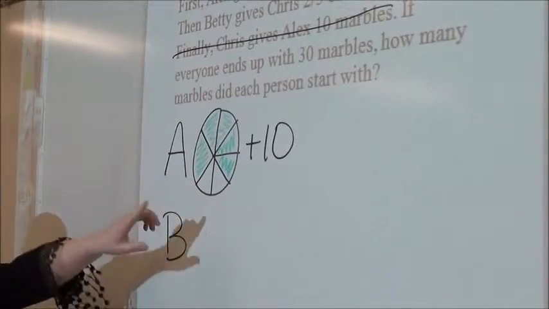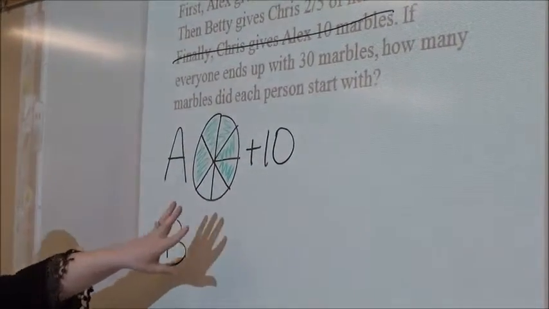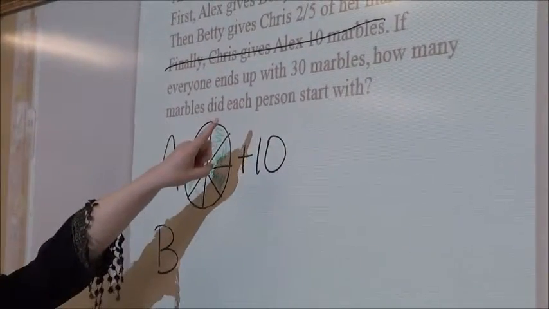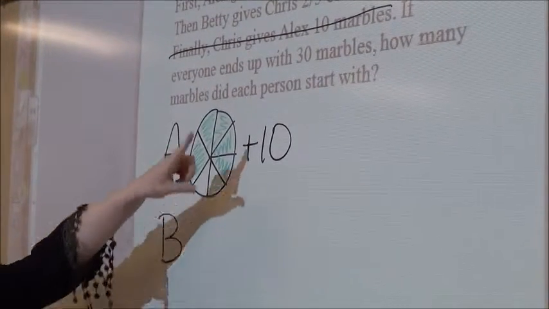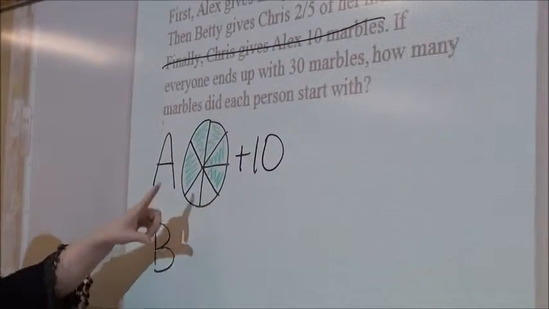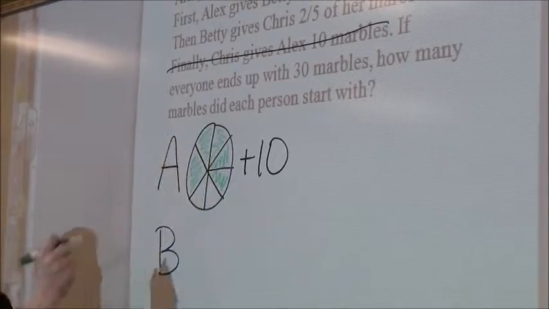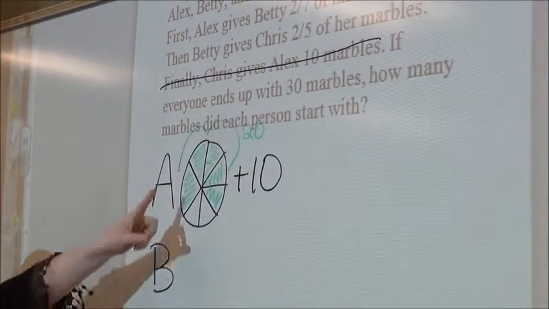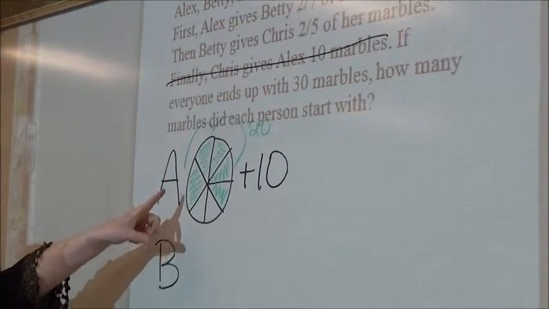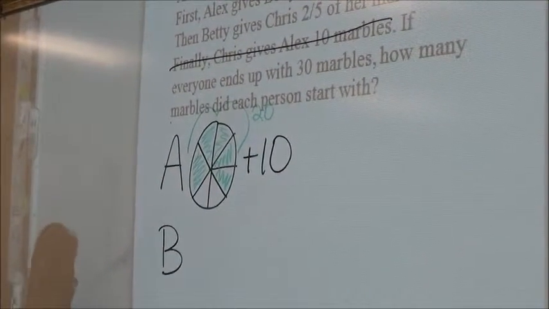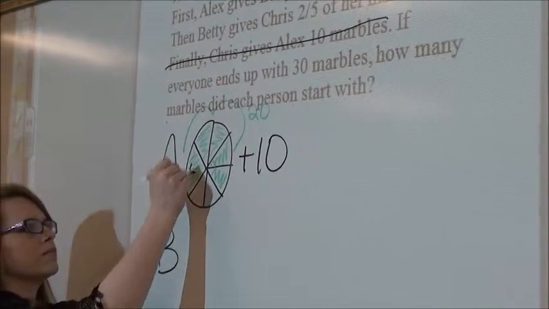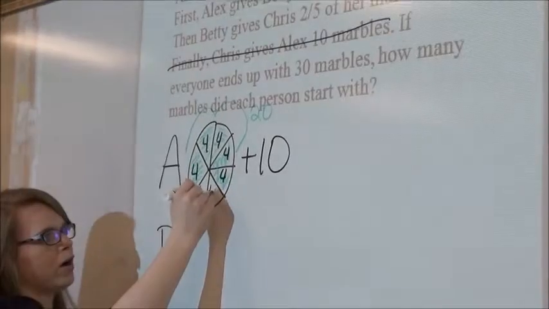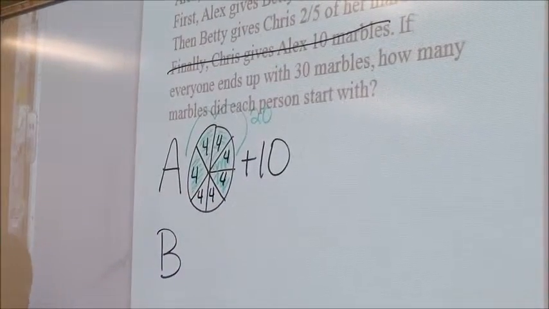Okay, so if he is keeping 5/7, and at the end we know that he's got these 10 extra marbles, he has to end up with 30 altogether. So 30 minus 10 gives you 20. So these green pieces here have to equal 20 marbles. So 20 divided by 5 must make each of these 4. And because they're all equal parts, the 2 that he gives away also has to equal 4.